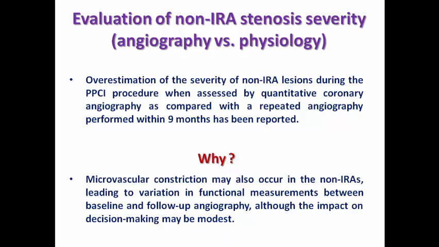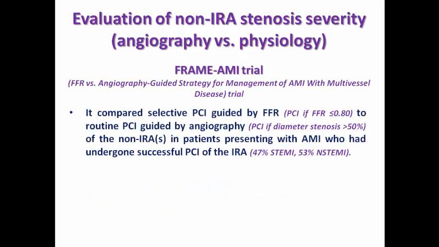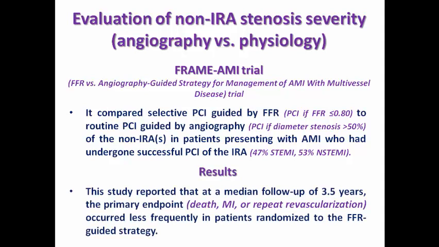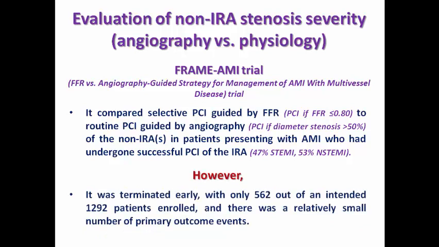In the FRAME-AMI trial, it compared selective PCI guided by FFR to routine PCI guided by angiography in patients presenting with MI who have undergone successful PCI for the infarct-related artery. The result was that the primary endpoint of death, MI or repeat revascularization occurred less frequently in those randomized to the FFR-guided strategy. However, this study was terminated early and there was a relatively small number of primary outcome events, so you cannot generalize the results of this trial.